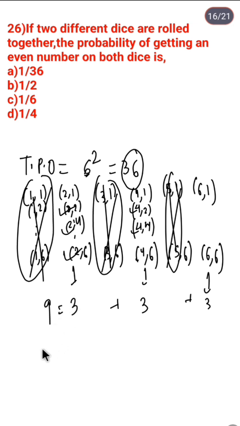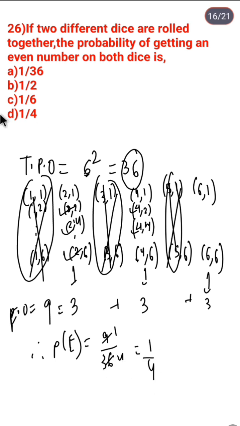Okay, therefore the favorable outcomes are 9 and the possible outcomes 36. Therefore the probability is 9 by 36. That is, 9 1s are 9, 9 4s are 36, so 1 by 4. Option D.